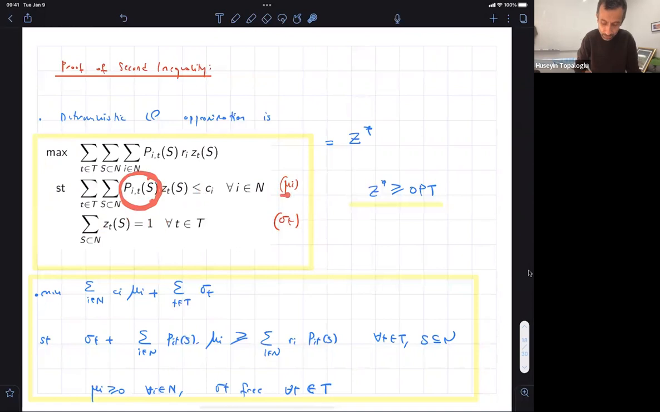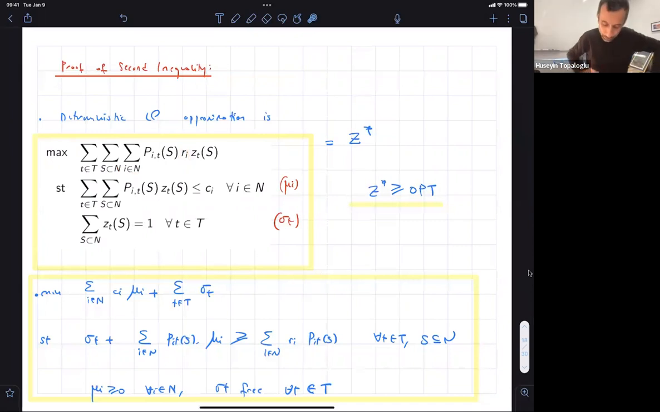So pi t of s times mu i added over all i. The coefficient of zt of s is 1, so plus sigma t. That's greater than or equal to the objective function coefficient of zt of s. What is the objective function coefficient of zt of s? It is this number. So this is just the dual of the deterministic linear program, so the objective function of this problem is z star as well.